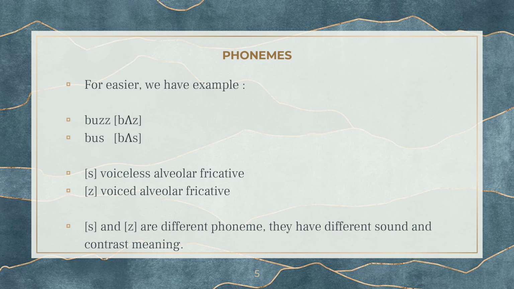Alright, I will give you an easier example. We have the example buzz and bus. S is a voiceless alveolar fricative and Z is a voiced alveolar fricative. S and Z are different phonemes. They have different sounds and contrast meaning, if you want to make it simple.